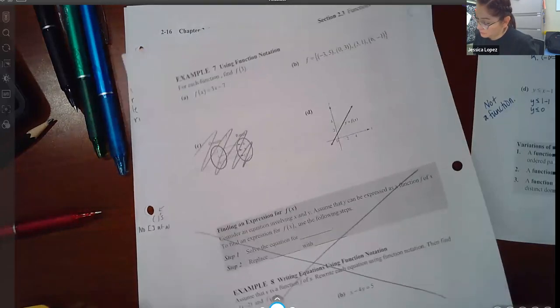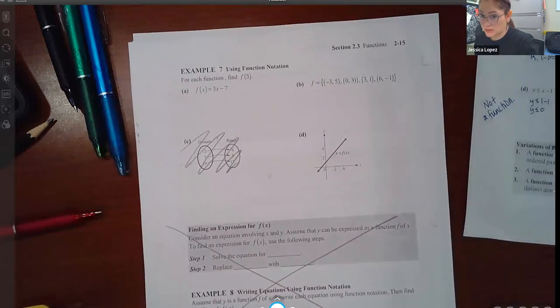I think we're going to stop here though. We can do this one. This one's not too bad, but we will not have time for the increasing, decreasing, and all that.